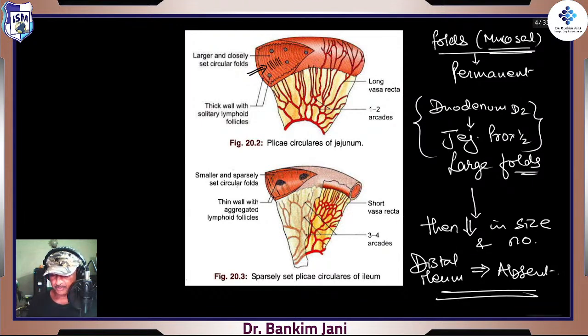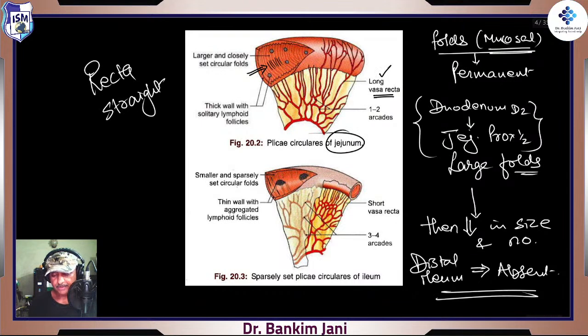Another important point is about the vasa recta. Vasa recta, recta means straight, right? You are right. Recta means straight. Vasa means vessels. So these are the straight vessels. So we have the long vasa recta in the case of jejunum. In the case of jejunum, these are long vasa recta.